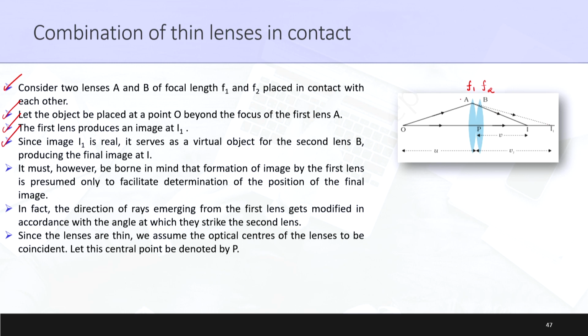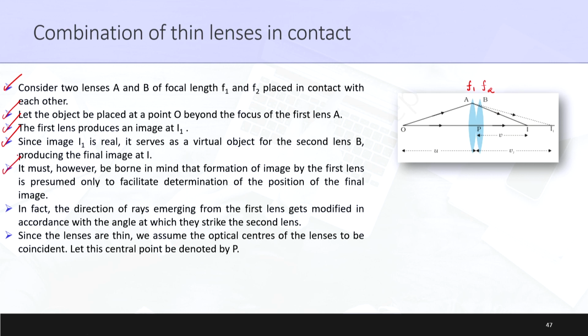So finally, using sign convention, when we derived it, we found that the final image by this combination of two lenses is formed at I, and hence you can see that this is V here, and this is U here, quite evident. Okay, let us move on.